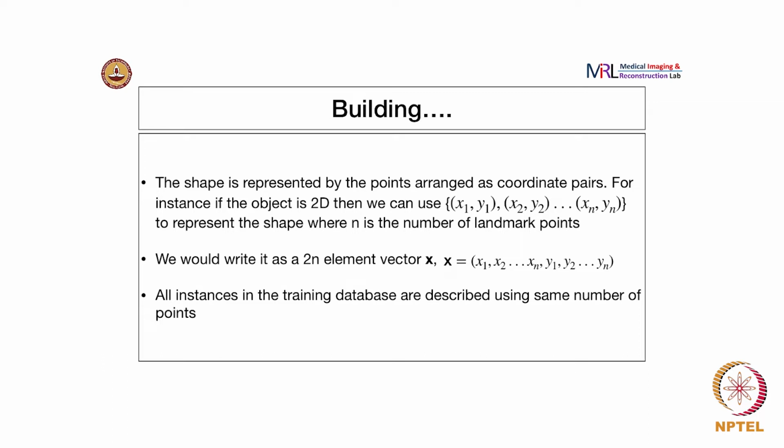Of course, like I said, all instances in the training database, once again you can call it example data, should be described using the same number of points. So make sure that the landmark points are present in all instances of the shape in your database. That's very important. So once you have these ordered pairs, let's say you have S data points, and for every shape you have a 2n element vector.